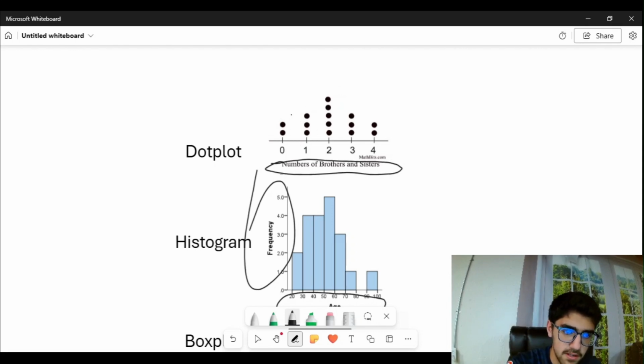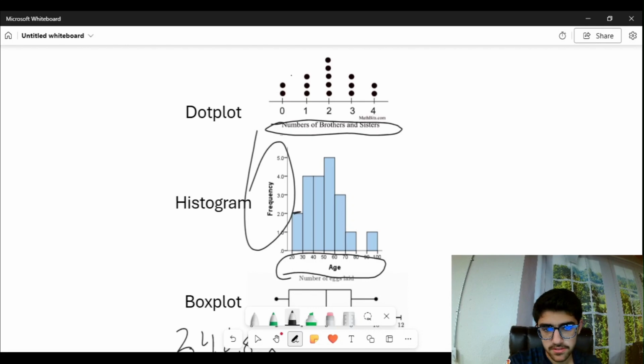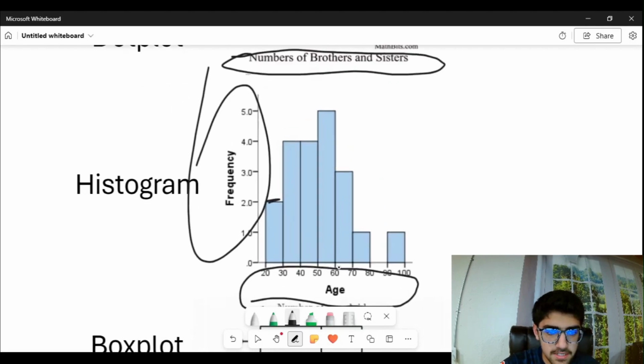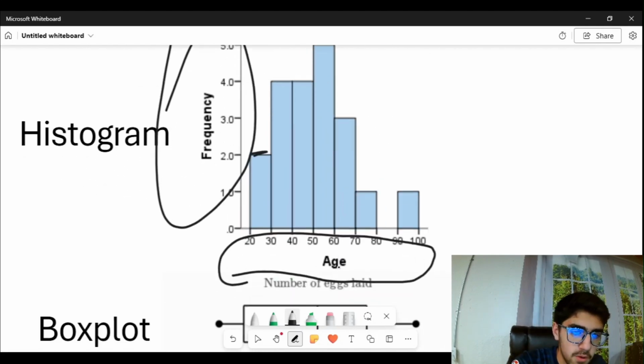So from 20 to 30, there's 2 frequency. And you also have to notice for histograms, any number from 20 to 30 appears 2 times. Any number from 30 to 40 appears 4 times. So it's important to note that. It's like a range of values. A range from 20 to 30 appears 2 times, and so on.